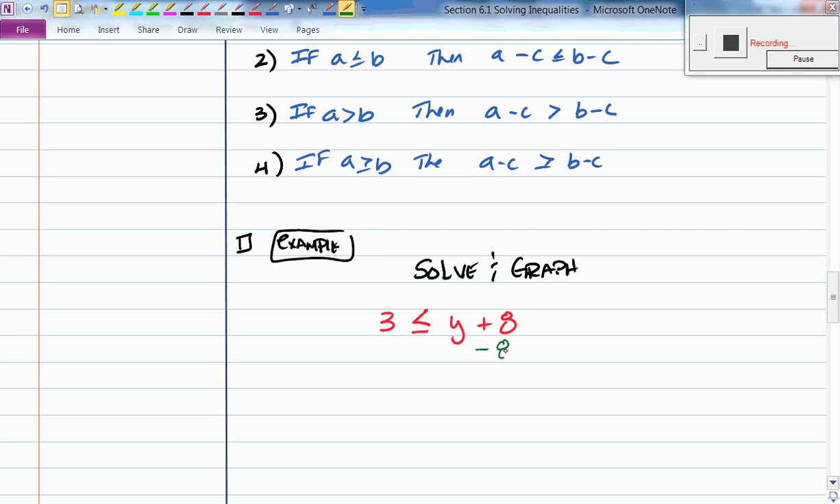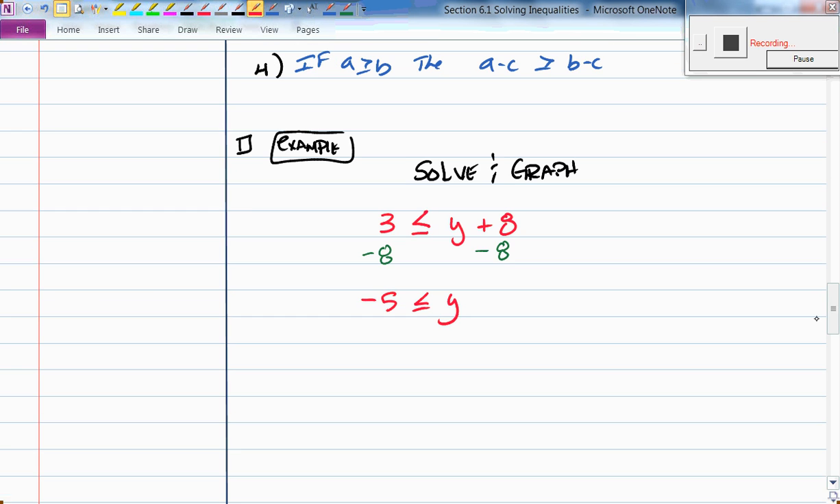Why would you say you subtract 8? Because it's the inverse of adding 8. Nice. So how much is 3 take away 8? Negative 5. Negative 5 is less than or equal to y. Now, because we subtracted the same number from each side, we know that property number 2 says the inequality sign is going to stay the same. Now I need to graph it, and you have to be very careful about this particular statement.